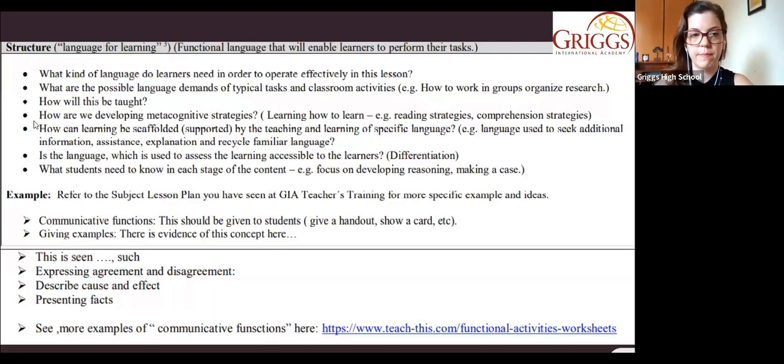So basically what you're going to write here is these chunks of language, like language to express an opinion. Examples. Language to describe a phenomenon and cause and effect. You're going to list the examples.